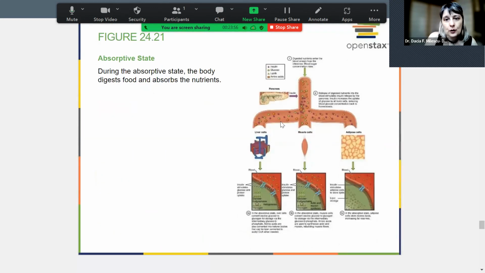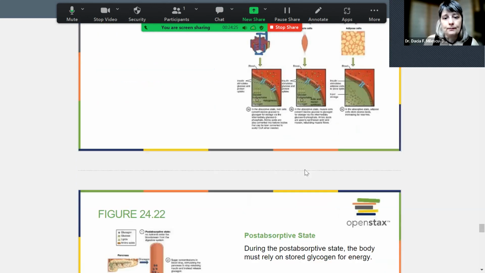All right, so the absorptive state occurs at the gut, at the small intestine. And so our liver cells are going to process fats, store fats, glucose, you know, everything else, proteins. Excess fats can be stored in adipose cells, and the muscle cells are obviously going to pick up glucose in the form of glycogen storage.